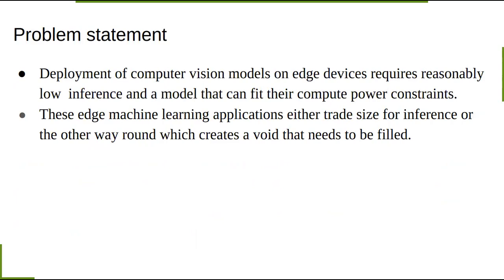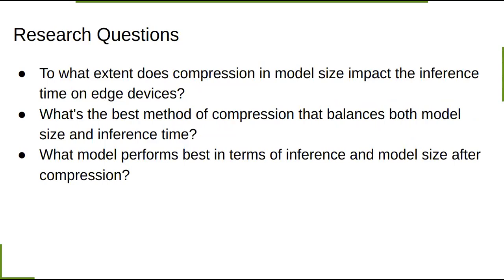Problem statement. Deployment of computer vision models on edge devices requires reasonably low inference time and a model that can fit their computer power constraints. Now, these edge machine learning model applications either trade size for inference or the other way around, which creates a void that needs to be filled. Now, research questions. To what extent does compression in model size impact inference time on edge devices? What's the best method of compression that balances both model size and inference time? And which model performs best on inference and model size under compression?